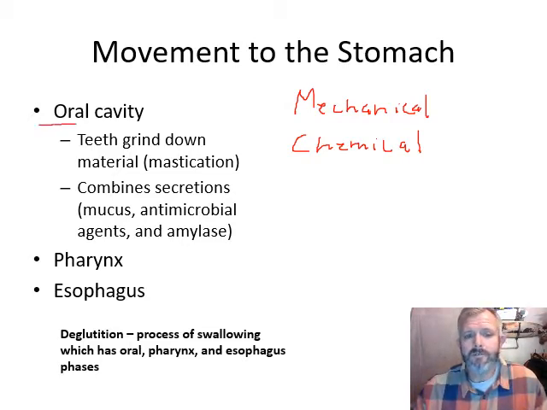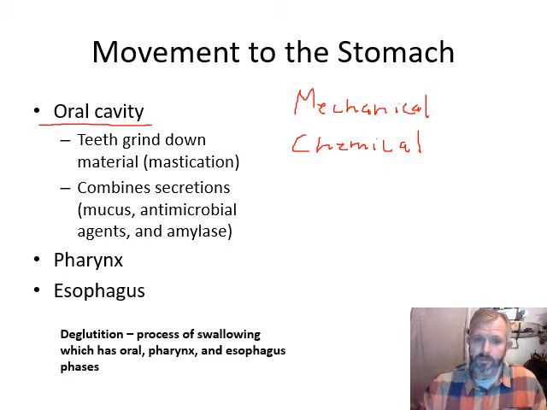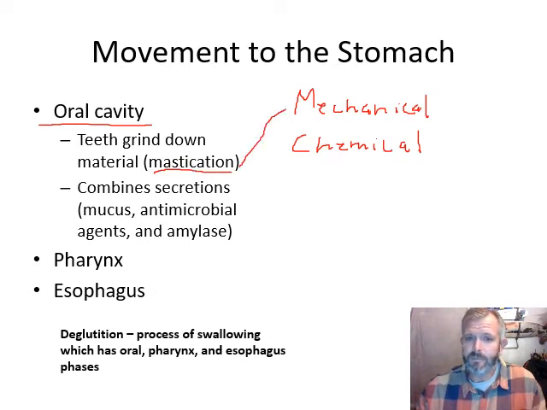Let's start out in the oral cavity. We put food in our mouth, we start chewing it up. Chewing is called mastication, and mastication is a form of mechanical digestion, right? We're breaking the food down into smaller components, with the teeth, the accessory organs. We also have some secretions there. We have salivary glands that are secreting materials. They're going to secrete mucus and antimicrobial agents, all right?